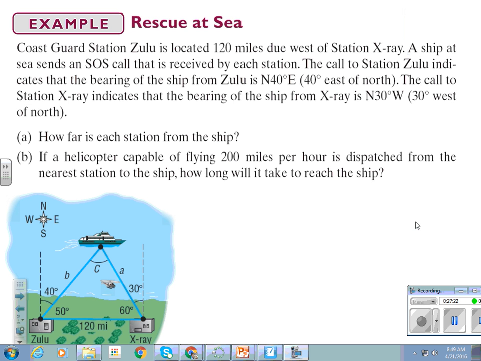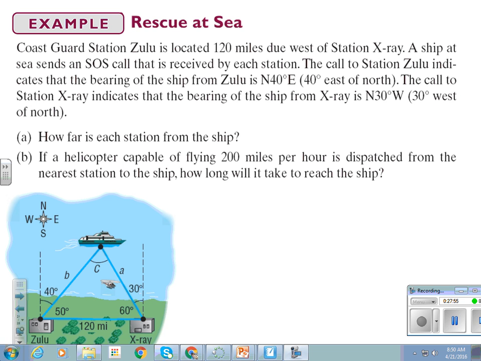Ooh. Okay. Coast Guard Station Zulu is located 120 miles due west of Station X-Ray. A ship at sea sends an SOS call that is received by each station. This call to Station Zulu indicates that the bearing of the ship from Zulu is north 40 degrees east. The call to Station X-Ray indicates that the bearing of the ship from X-Ray is north 30 degrees west. How far is each station from the ship? If a helicopter capable of flying 200 miles per hour is dispatched from the nearest station to the ship, how long will it take to reach the ship? Man, 200 miles per hour, that sounds awesome.